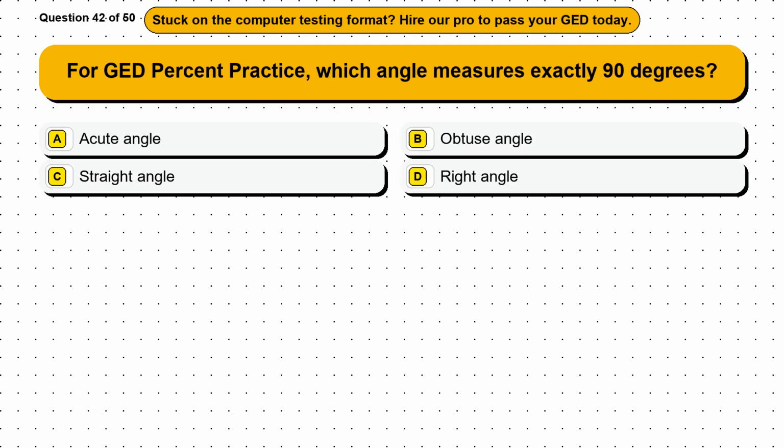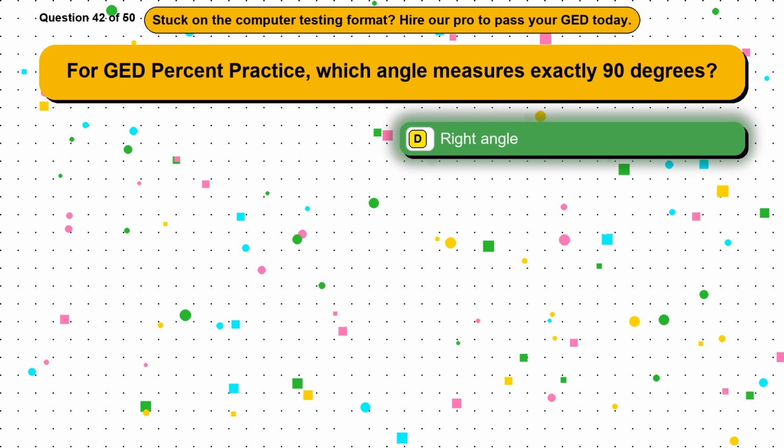Question 42. For GED percent practice, which angle measures exactly 90 degrees? Option A, acute angle. Option B, obtuse angle. Option C, straight angle. Option D, right angle. The correct answer is option D, right angle.